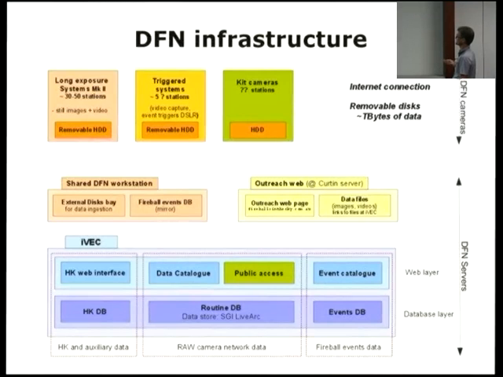This is the infrastructure of the network: cameras, workstation in our office, outreach web and databases, housekeeping database for running the network, data catalog, and the data store containing all the high-res images, and the most valuable part of the database is the event catalog that will be the actual detected fireball events.